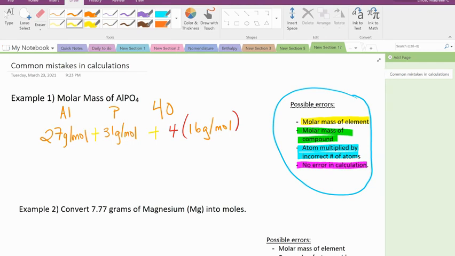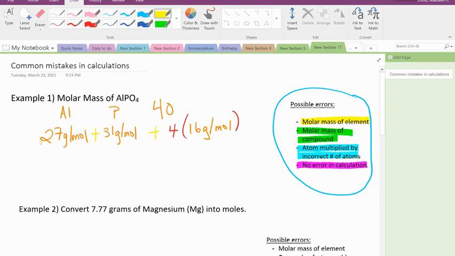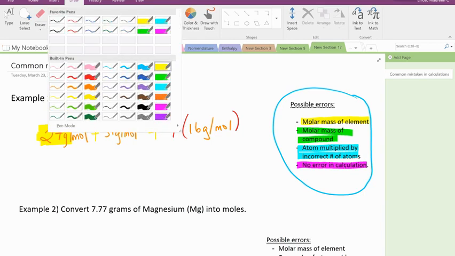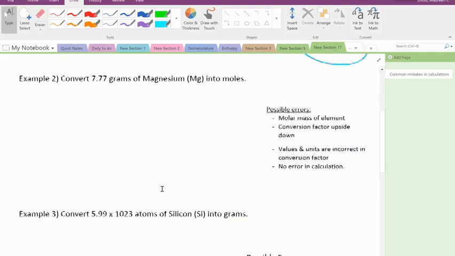So now, where could a mistake be made? Well, a possibility is maybe one of the elements was wrong. So maybe instead of having 27, maybe they said the answer was 37. That would be wrong. Now, if the total number here added up to be something other than what it actually is, that would be the molar mass of the compound being incorrect. If for some reason I multiplied by a number other than 4, that would mean that the multiplication by the incorrect number of atoms would be the mistake. If there is no error in calculation, then I would just mark that as my choice because everything was done correctly. All right, let's take a look at example number 2.